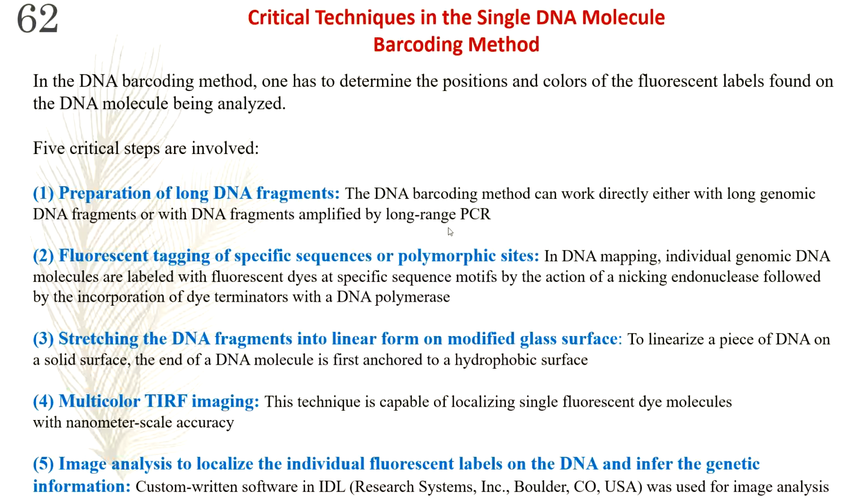is probably the most challenging part of this method, because in DNA mapping, individual genomic DNA molecules are labeled with fluorescent dyes at very unique and specific positions. And these positions might be a sequence motif, or a unique domain. This tagging of fluorescent dyes at those specific motifs is done by the action of nicking endonucleases, followed by incorporation of dye terminators with the DNA polymerase.